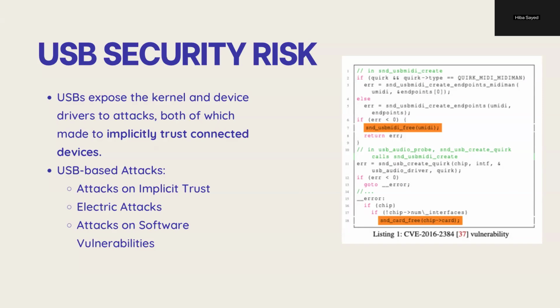We can see that there are three main types of USB-based attacks. First, there are attacks on implicit trust. This is when a malicious device can be seen as trusted, and this can lead to data breaches or unauthorized system control. The next is electrical attacks, which exploit the physical design flaws of the USB port and can potentially cause hardware damage. Lastly, there are attacks on software vulnerabilities, which exploit flaws in the host operating system's USB drivers, and they can execute arbitrary code that they input or cause system crashes.